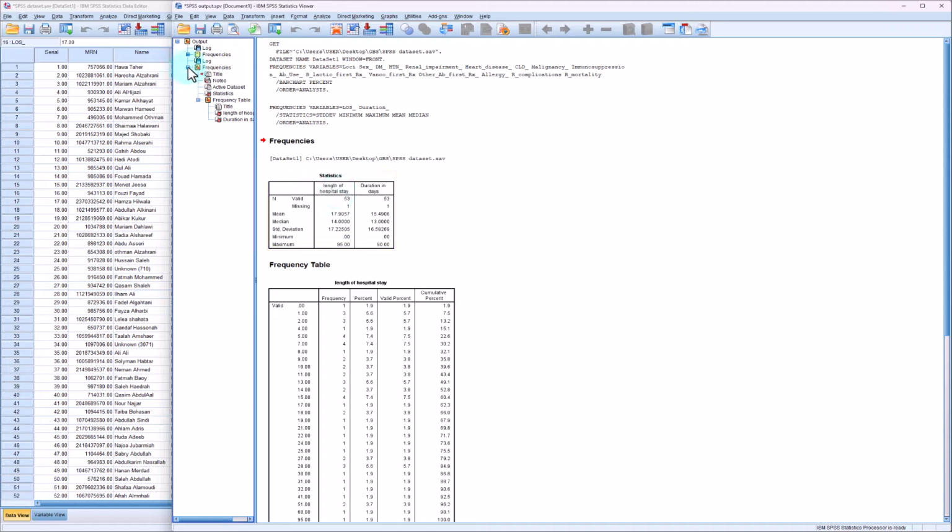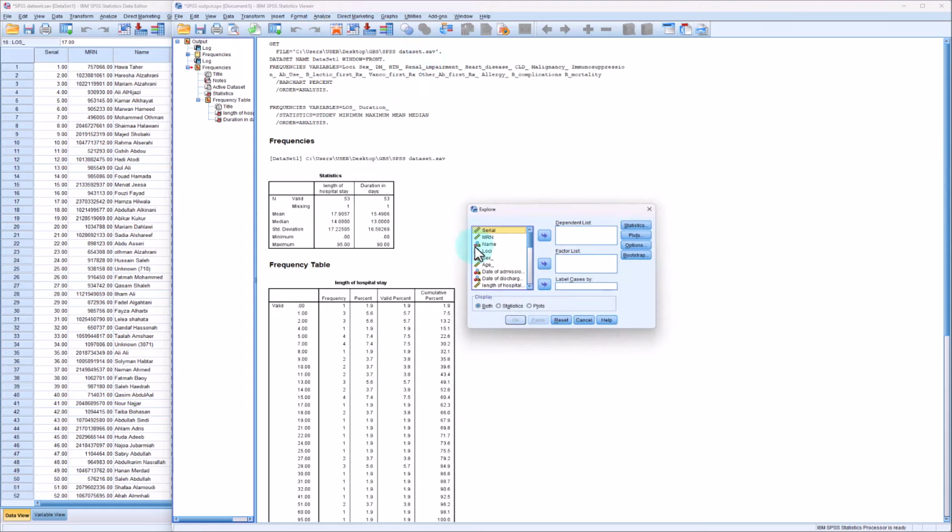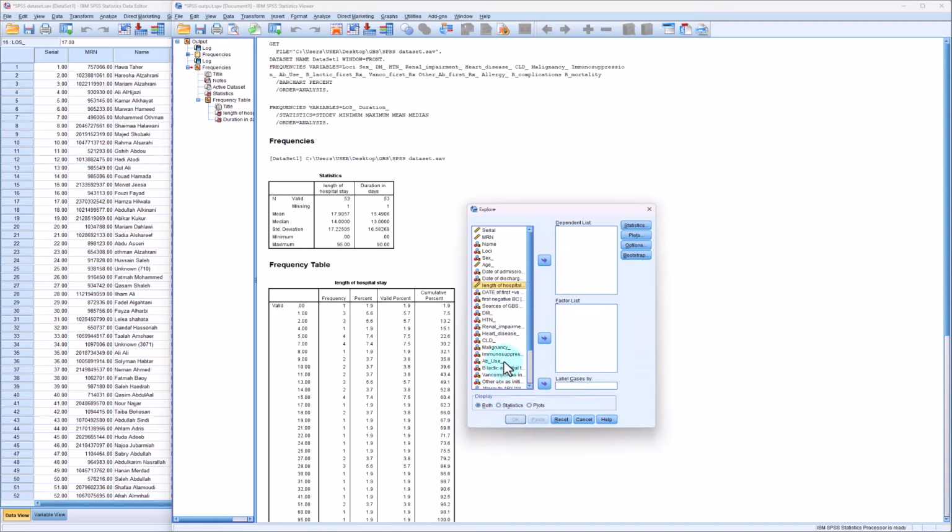Now I would also check if these two variables are normally distributed or non-normally distributed, because normal distribution is a prerequisite for many parametric tests. To check the distribution, I would click on analyze, then descriptive statistics, then explore. Here I would take these two variables, I mean the length of hospital stay and duration in days.